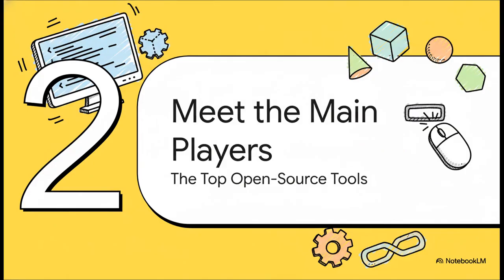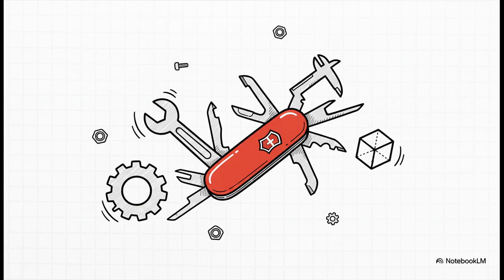So now that we have our two paths, code or clicks, let's meet the main open source players on each side. These are the tools you're most likely going to run into, and each one has its own special superpower. First up is FreeCAD. If you're looking for a traditional visual CAD experience that can do pretty much anything, this is your starting point. It's basically the Swiss Army knife of open source 3D modeling.